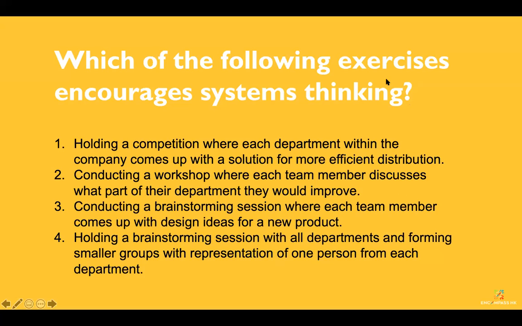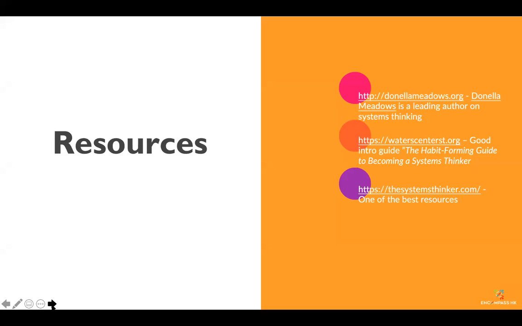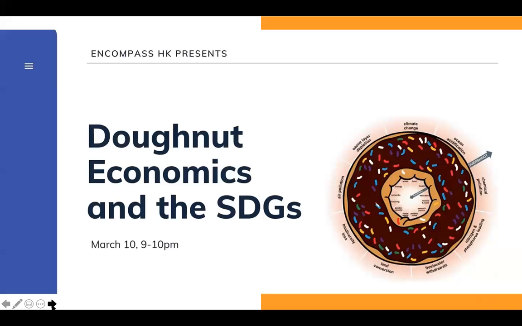A few more slides. These are some resources, and you will get this in the email, about what resources you can read on system thinking. And I want to do a little promo. I'm also doing a talk on March 10 on donut economics. It's a theory developed by Oxford economist Kate Raworth.